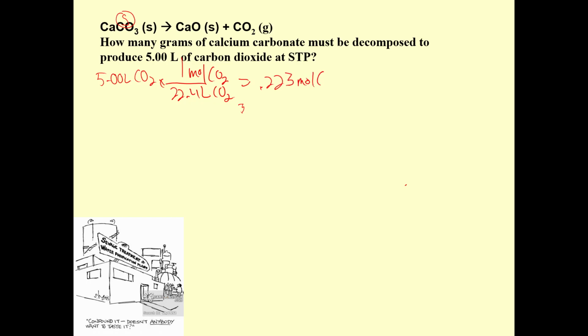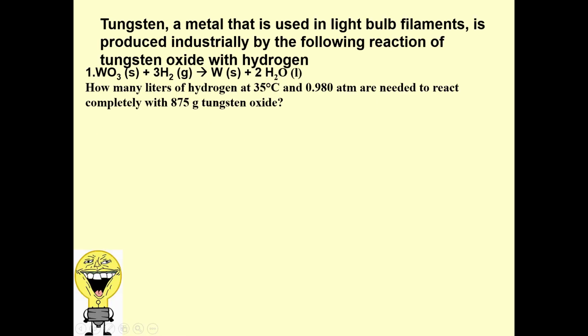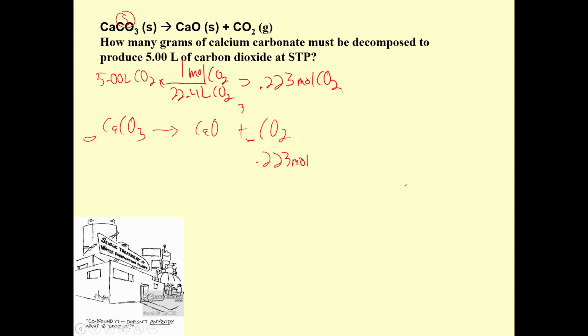So that's moles of CO2. And now what I have to do is figure out how many grams of calcium carbonate. So I've got CaCO3 turns into CaO plus CO2, and that's 0.223 moles. If this is 0.223 moles and the coefficients are the same, it means I would need 0.223 moles of CaCO3. And then I need to change that into grams.